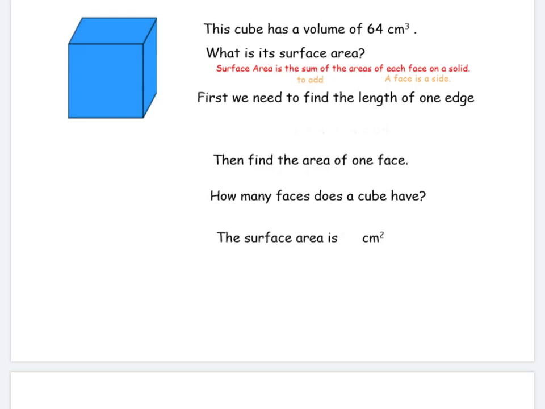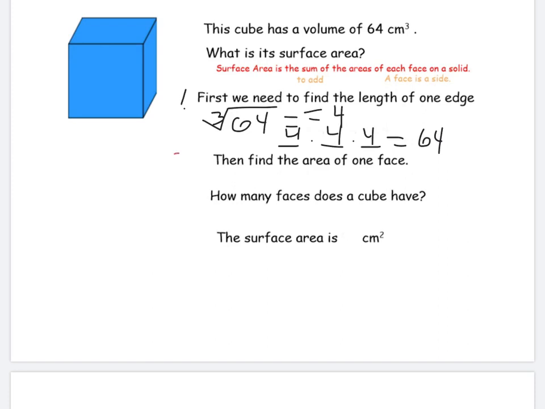There are a couple of steps in this. Step 1 is we need to find the length of one edge. We just did something similar to that. We know the volume, so that's the cube root. I want to take the cube root of 64, or basically, what number times itself 3 times is going to give me 64? That should be 4, because 4 times 4 is 16, and 16 times 4 is 64. So the cube root of 64 is 4.